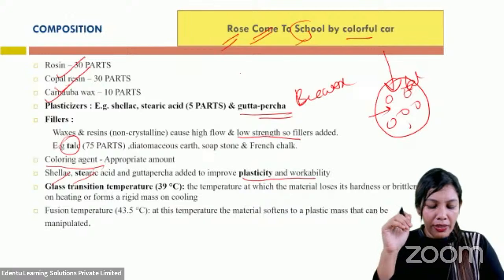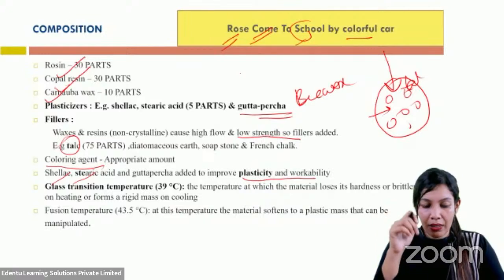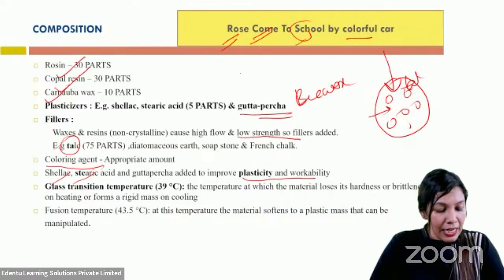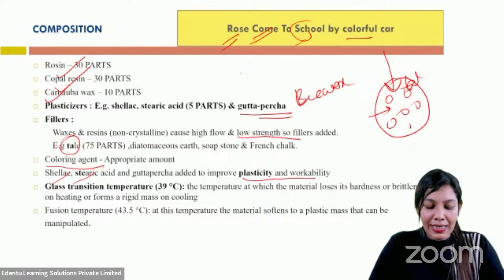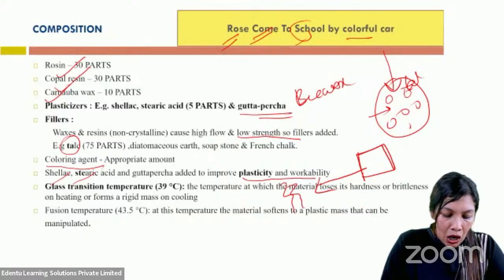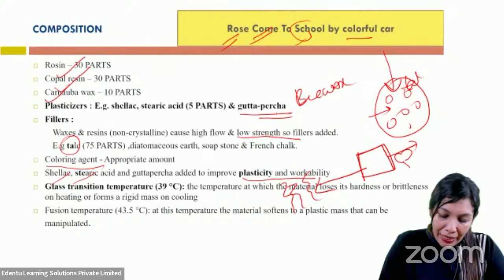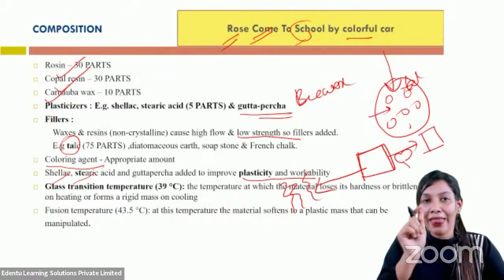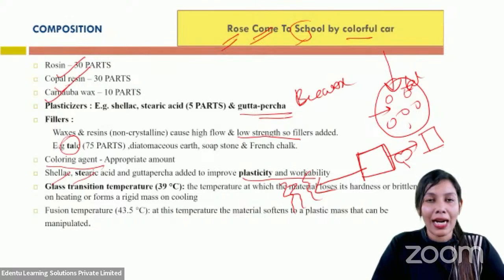There are two important terms again. First of all is glass transition temperature. Just think like this: when we apply a temperature to a material, it loses its hardness. That temperature is called the glass transition temperature.